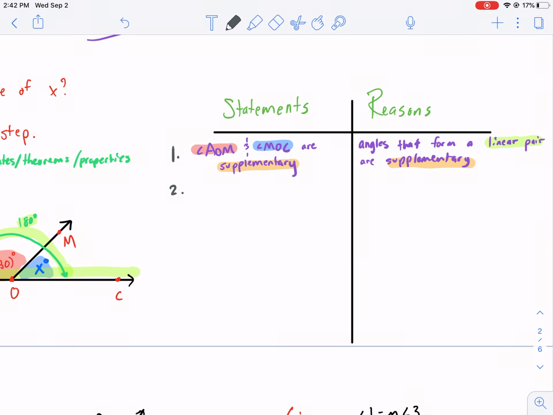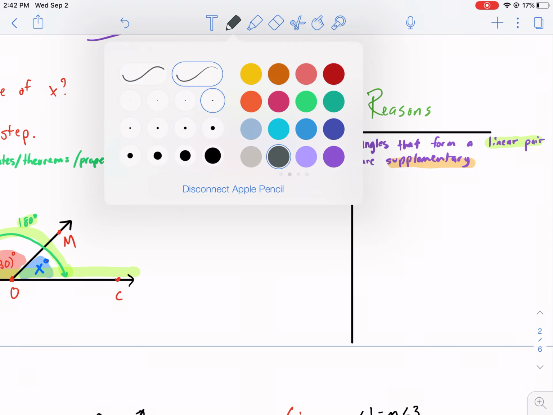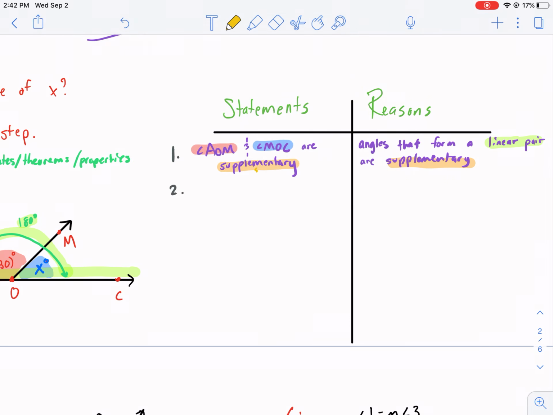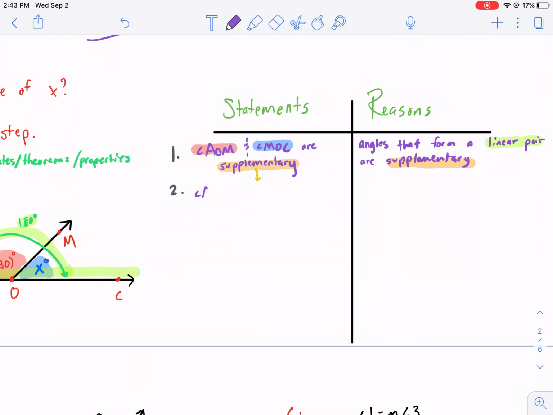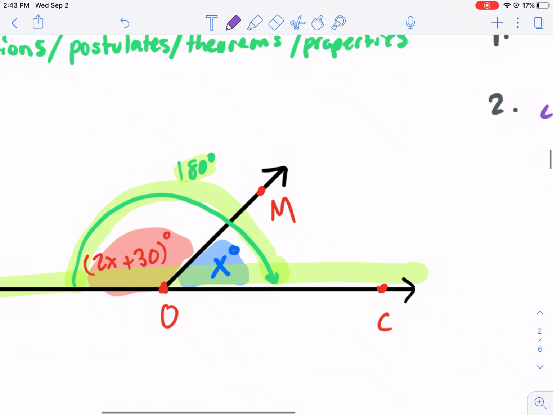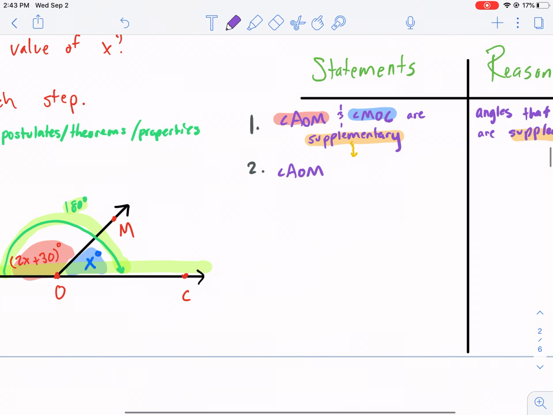Step 2. Now, we always use the information from step 1 to build. So if we said the word supplementary, guess what? We better expand on that, especially because that's a critical component of this problem. So let's go ahead. We say AOM. What does supplementary mean? Well, we already said it earlier. We know supplementary angles add up to 180 degrees because a straight angle, a straight line, has 180 degrees in it. So plus MOC equals 180.